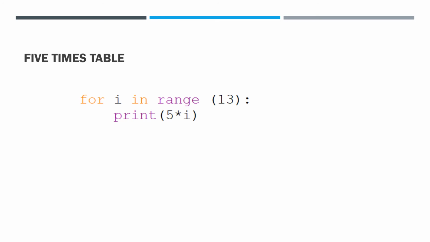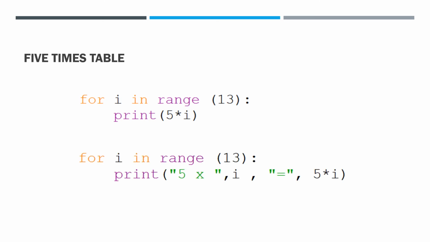So this program will print the 5 times table from 5 times 0 up to 5 times 12. I can make it a little bit more interesting for the user by adding the full description. So 5 times the number equals and then the value. So it'll go 5 times 0 is 0, 5 times 1 is 5, and so on.